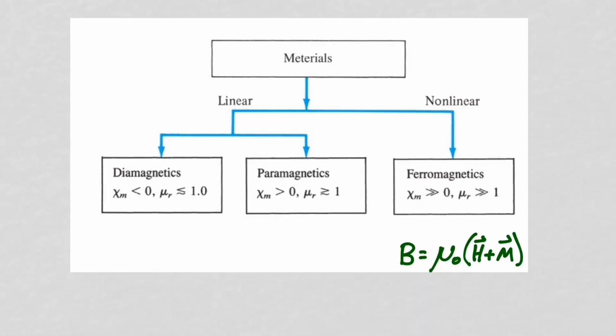Iron atoms have a large magnetic dipole moment because of unpaired electron spin. In regions called domains, adjacent iron atoms will have their magnetic dipole moments aligned.